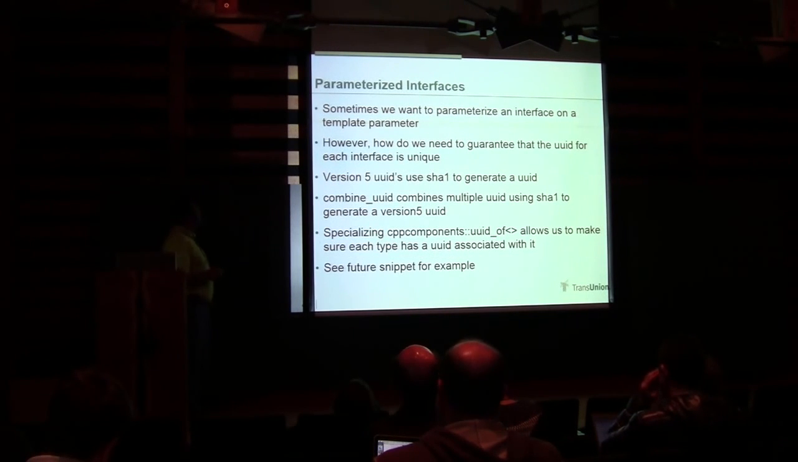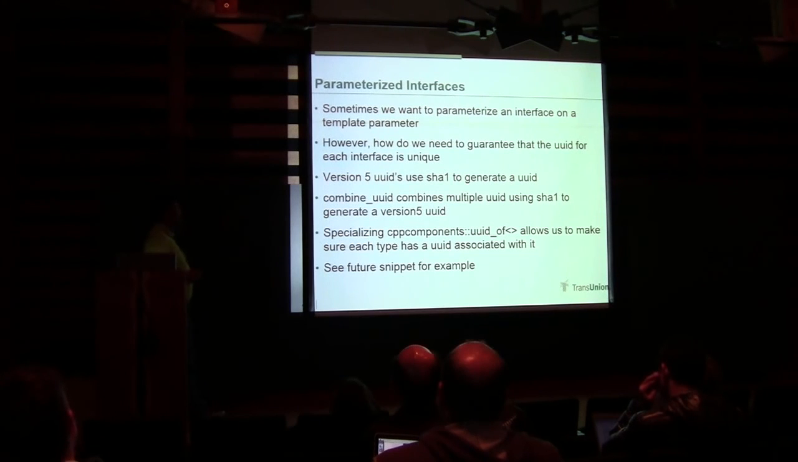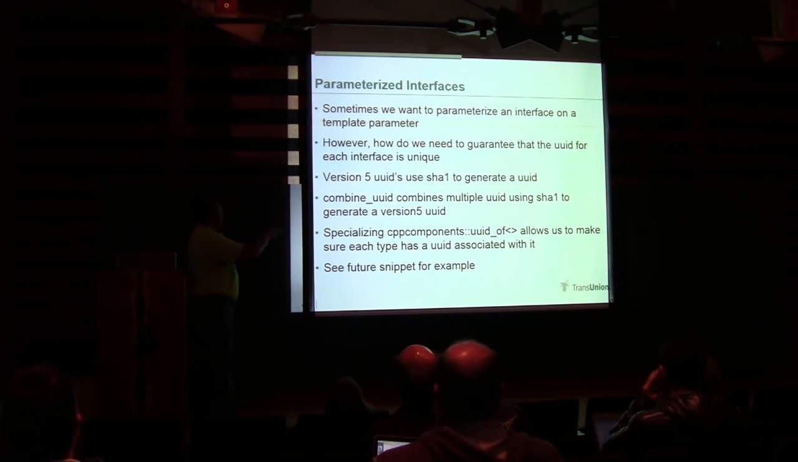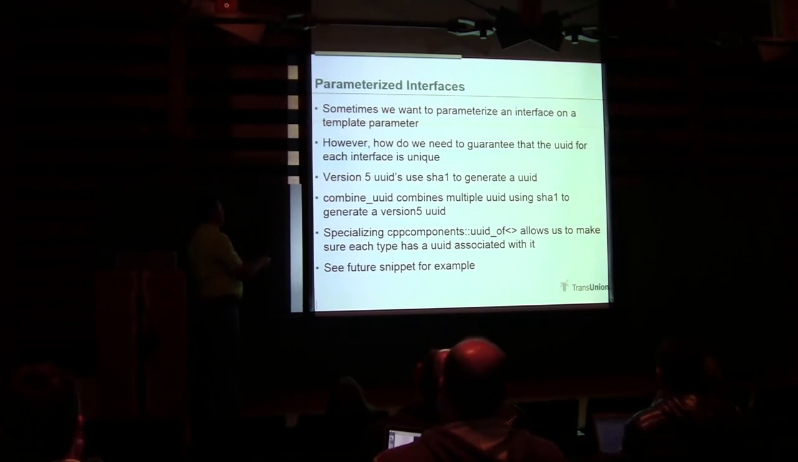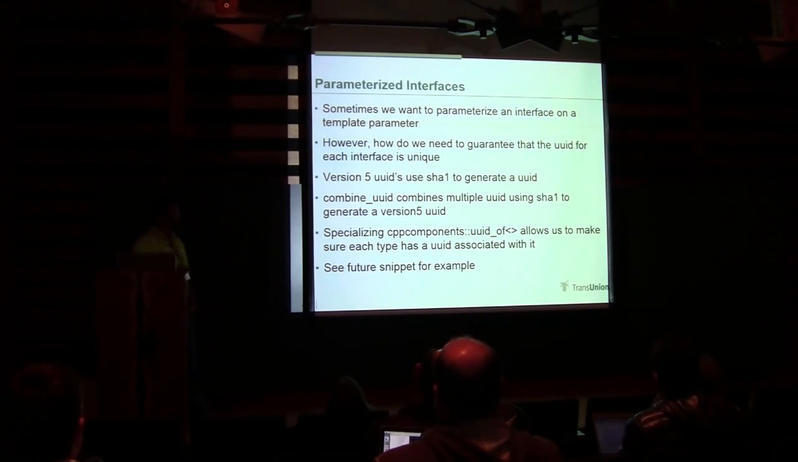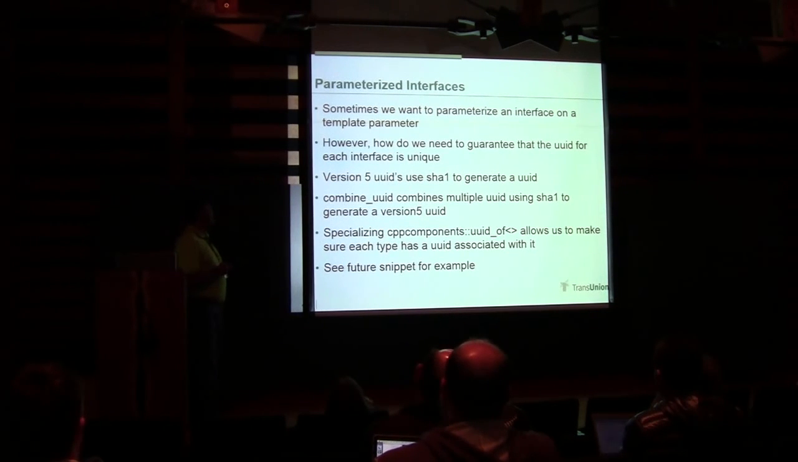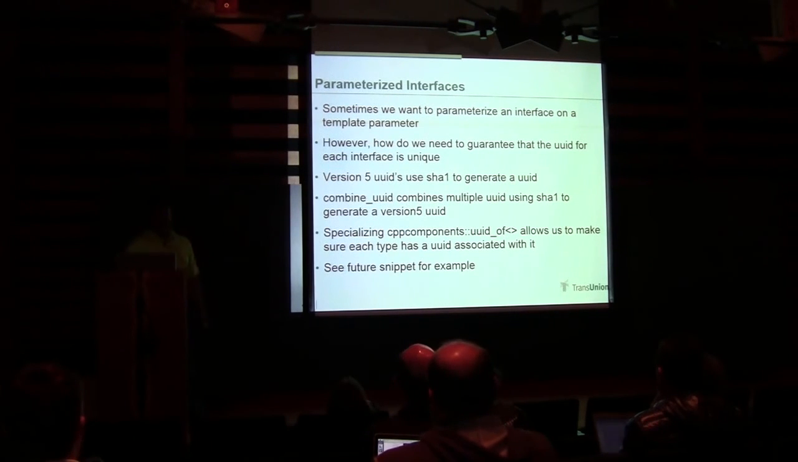And then we can have parameterized interfaces. The trick with that is we need our UUIDs to be unique. The way we do that, we use version 5 UUIDs, and in Boost UUID there's an SHA1 name generator. We abstract that with something called combine UUIDs, so that we can combine the UUIDs based on template parameters and generate a version 5 UUID, which guarantees that each interface is unique, even across its template instantiations.